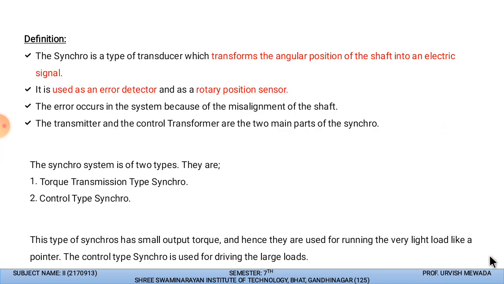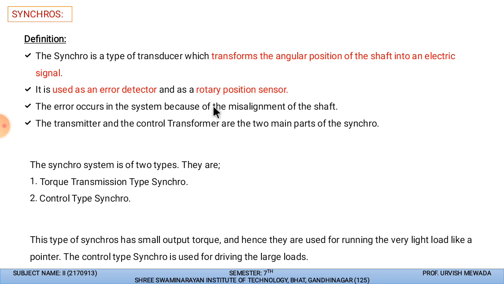Now the synchros basically transform the angular position of the shaft into an electric signal. So basically we use a synchronous machine to transform the angular position into the electrical signal. It is used as an error detector and as a rotary position sensor. Such an application is generally available for displacement measurement as a rotary position sensor.